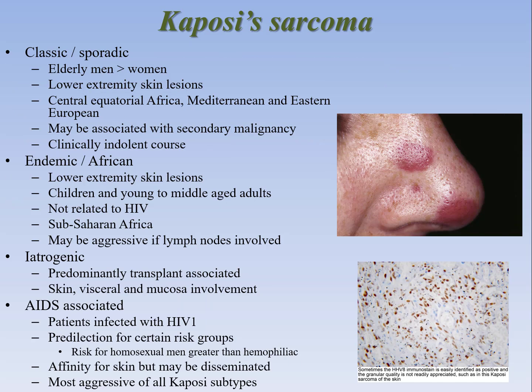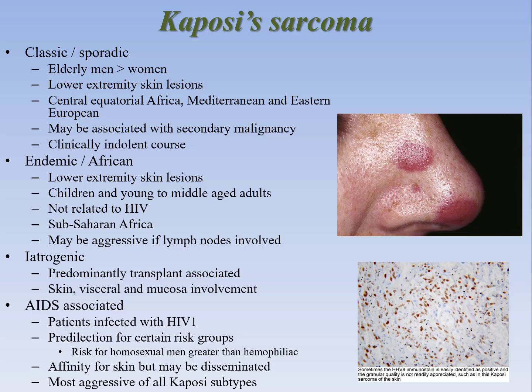We have four main clinical morphological variants of Kaposi sarcoma: classic, endemic, iatrogenic, and AIDS-associated. Classic, also named sporadic or European variant, affects mostly elderly men over 60-70 years old. It's localized on the skin of the lower extremities and may be associated with a secondary malignancy. Clinically, it is indolent, with a long duration and without metastasis, or with metastasis only at very late stages.